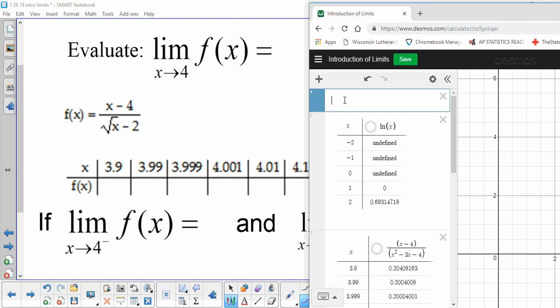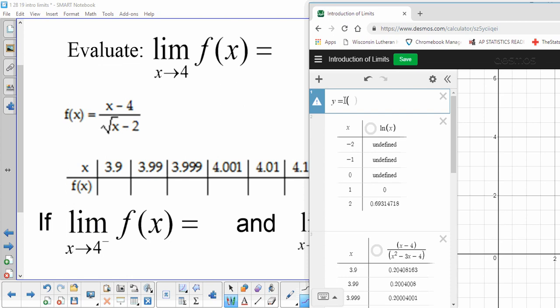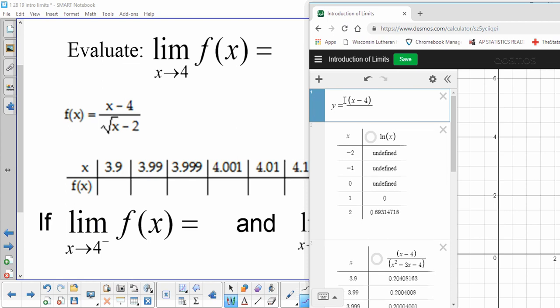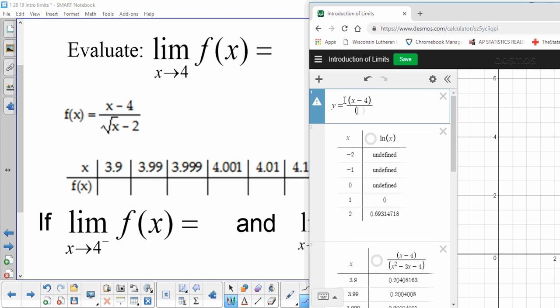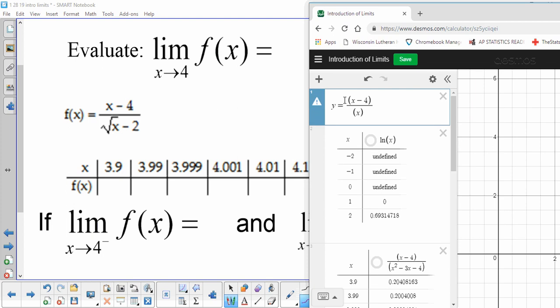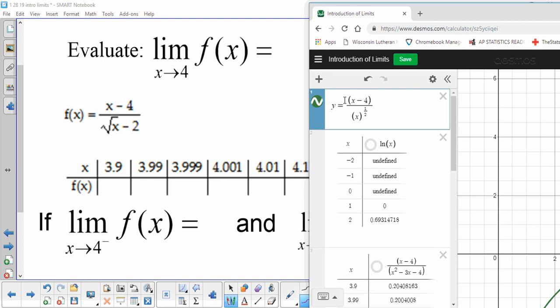I add a little plus button. And we're going to do y equals, I'm going to punch this in here. I'm going to put parentheses for the numerator, x minus 4. We're going to divide by the square root. Square root in Desmos, I'm going to go x to the 1/2 power. So you have to use a little caret symbol and go 1 divided by 2, put it over, minus 2, and we have this graph right here.